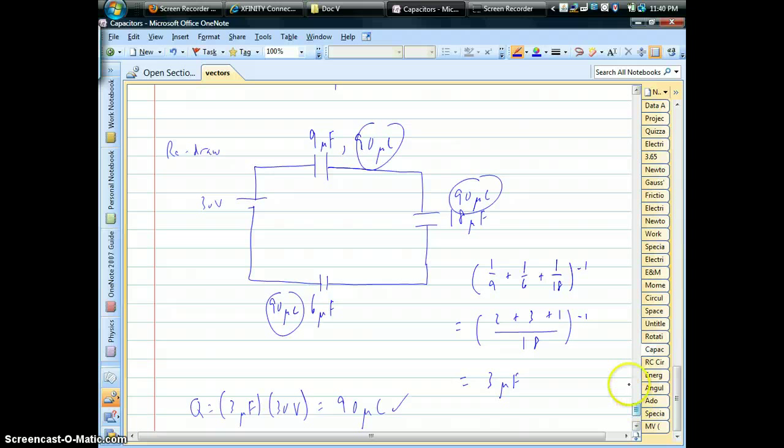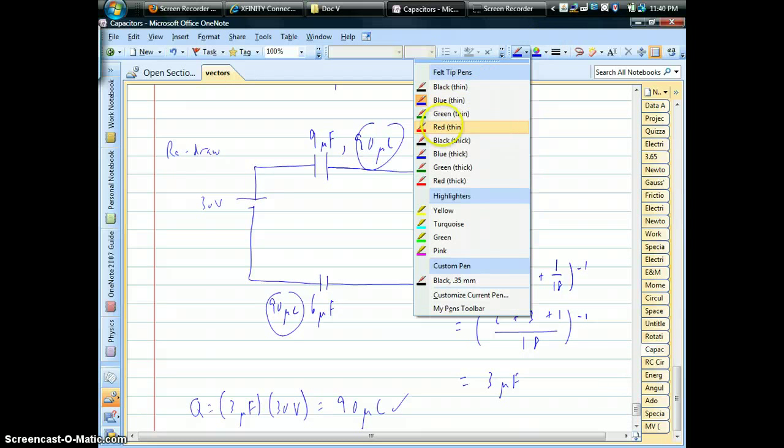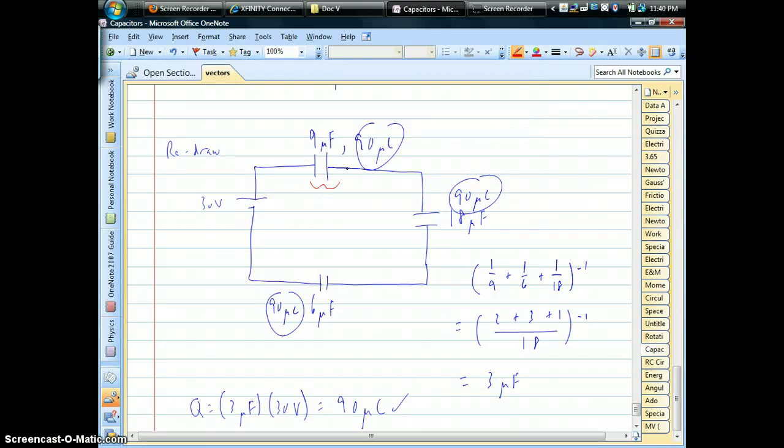what the voltage is on each of these. So we'll change color here. Okay, so we can use Q equals CV again. Voltage is now charge divided by capacitance. So we have a total of 10 volts being used up across that 9 microfarads. Down here, on the 6 microfarads, we've got 90 divided by 6, which will be 15 volts. And last but not least, on the right-hand side, we've got 90 divided by 18, which should be 5 volts.